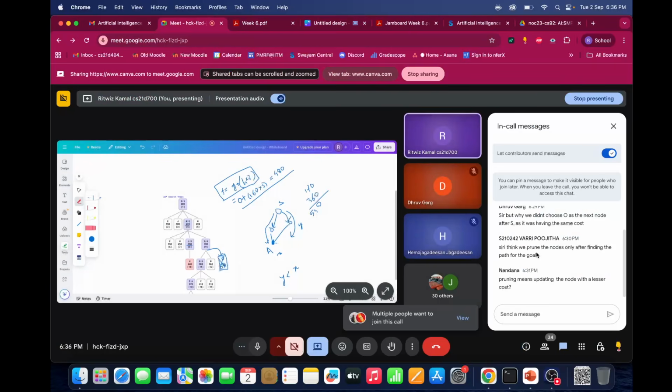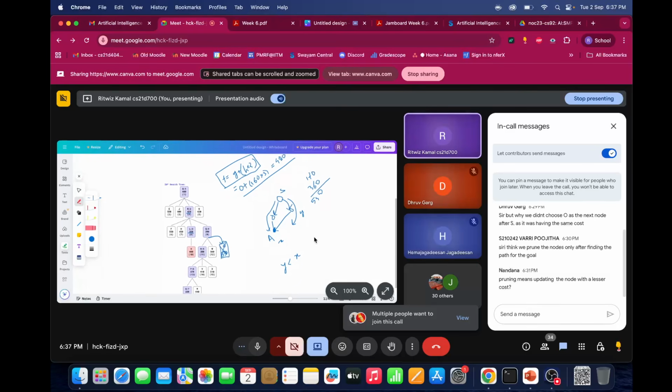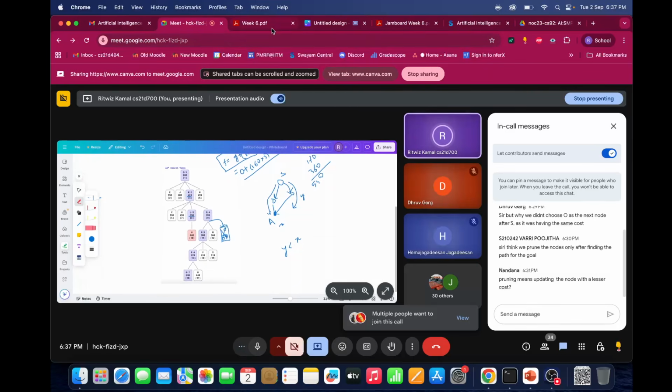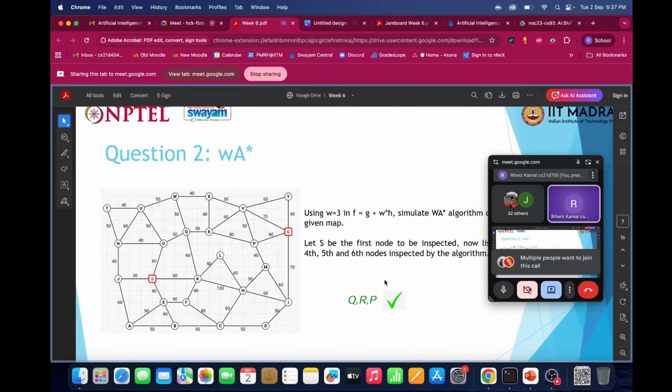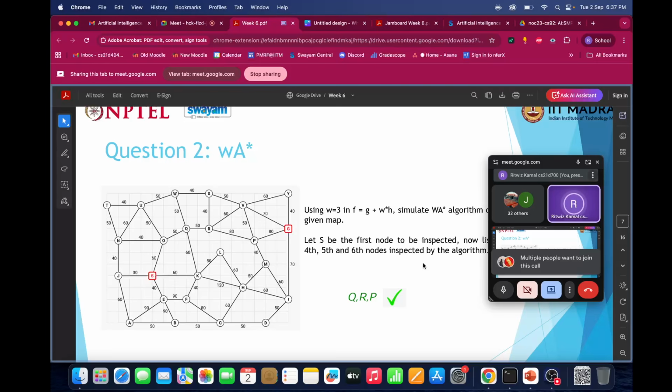Anything else? Maybe not. Then we can move on to the next method. If there are any remaining doubts with respect to weighted A star, please let me know. We can have a discussion again. So the answer was that the 4th, 5th and 6th nodes to be inspected by WA star would be Q, R and P, as we saw.